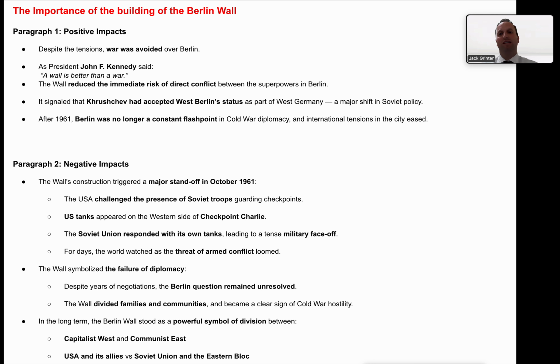And then if you've got the question, explain the importance of the building of the Berlin Wall. If it was just for increasing tension, you'd have to focus on just the negative parts. But if it's just for relationships, I think you could do a paragraph about the positive impacts and a paragraph about the negative ones. So the positive one: war avoided. They don't go to war over Berlin, do they? Khrushchev, after this, essentially accepts that West Berlin is now part of West Germany. It's a shift in their policy. And the next time we look at Berlin is actually in 1989 when the Berlin Wall comes down at the end of Key Topic 3.